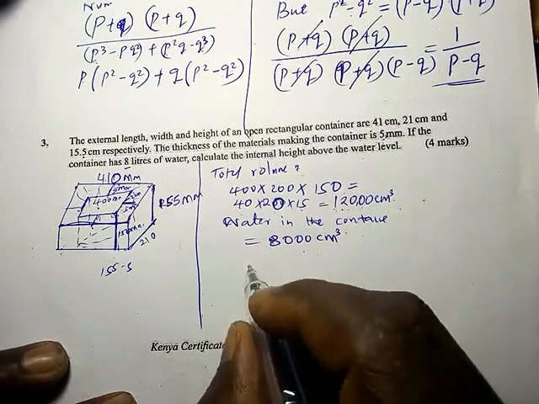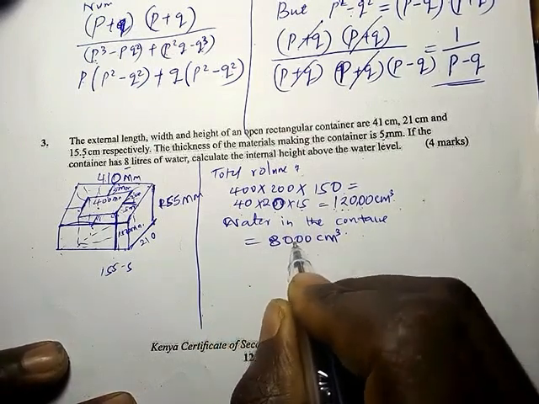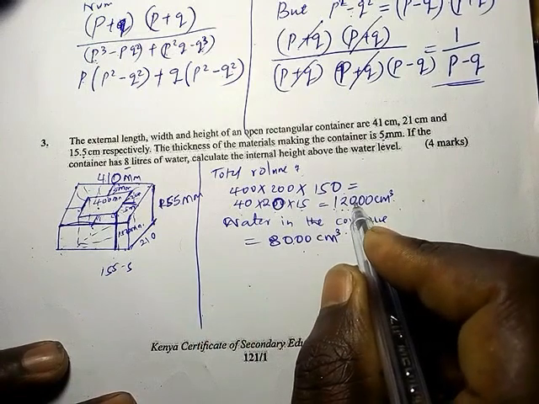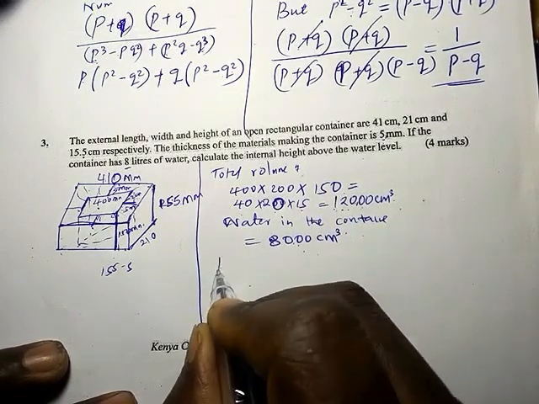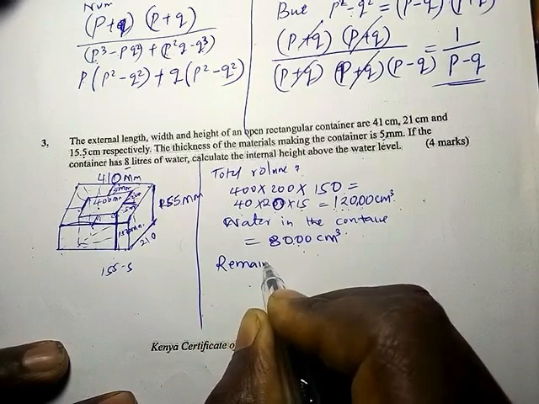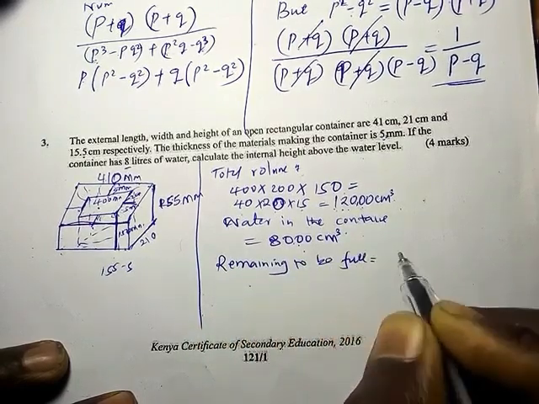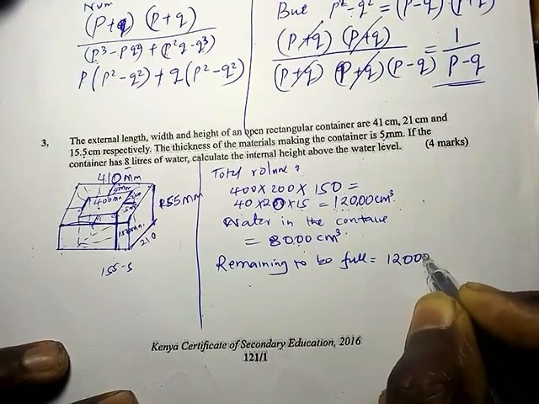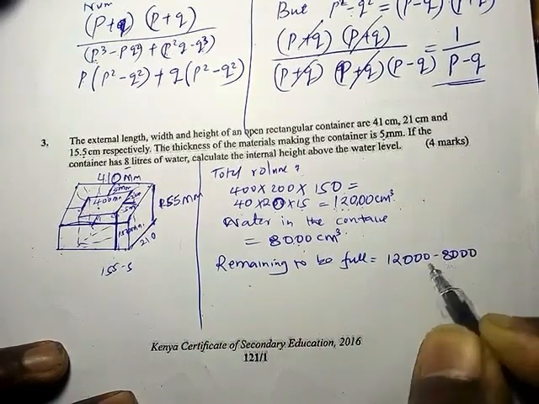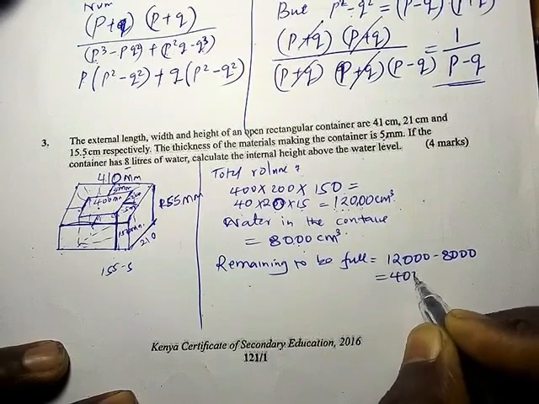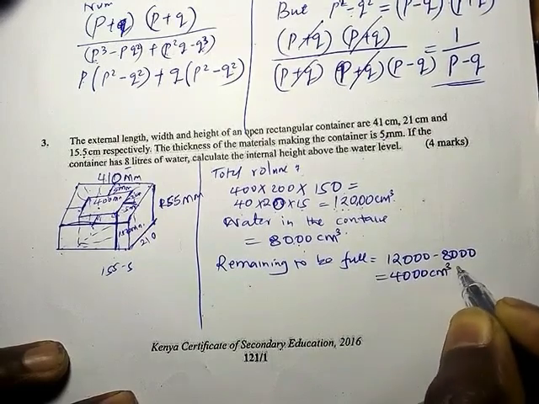The next thing now we want to know what amount of water that is remaining to be full. Kama inajaa na 12,000, already iko na 8,000, so remaining to be full equal to 12,000 minus 8,000. So hiyo itatupea 4,000 centimeters cube.